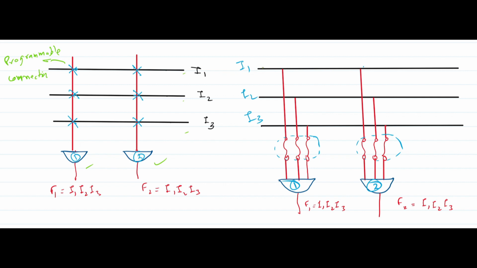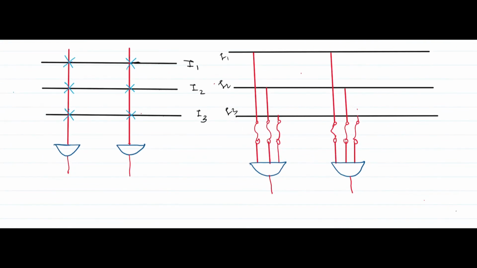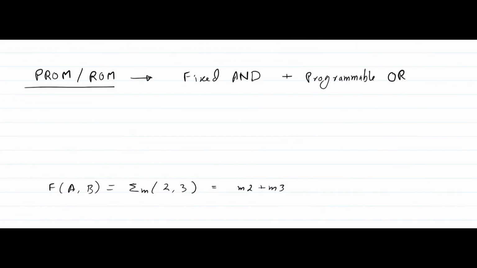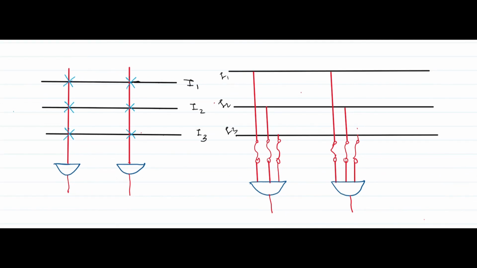So see here, this line I1 is an input, I2, I3 are inputs. This gate 1 is connected to I1, I2, I3. Here also, if you see, I1, I2, I3 are connected through this fuse. We call this a fuse. Now how to use this array to design any circuit? See, this is the same structure as the initial one.